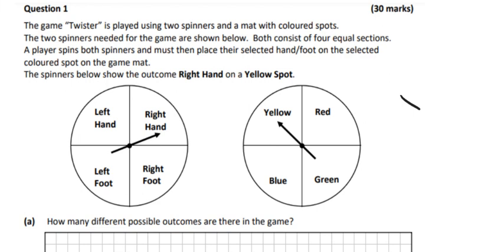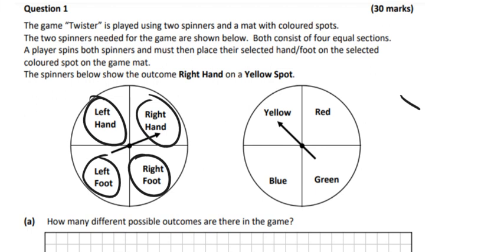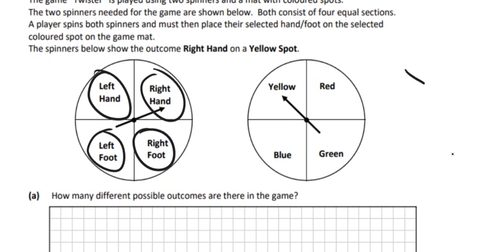If you were to count them up, you could take left hand and put it with each of the ones from the other spinner. So you could have left hand yellow, left hand red, left hand blue, left hand green. Then you could have right hand yellow, right hand red, right hand blue, right hand green. So that's 8 so far. Then you could have left foot yellow, left foot red, left foot blue, and left foot green. And you could have right foot yellow, right foot red, right foot blue, and right foot green. If you count up all of those, there's 16 altogether. So 16 is the answer.